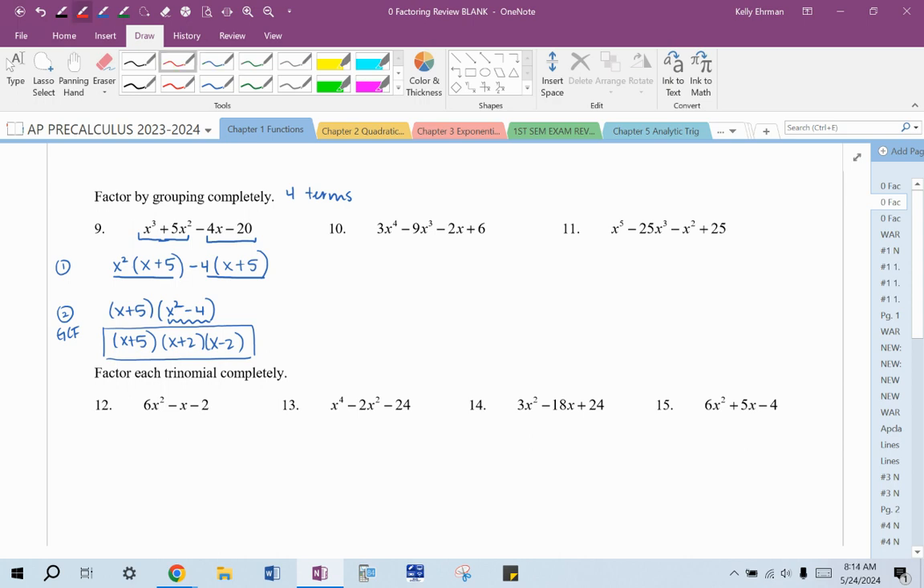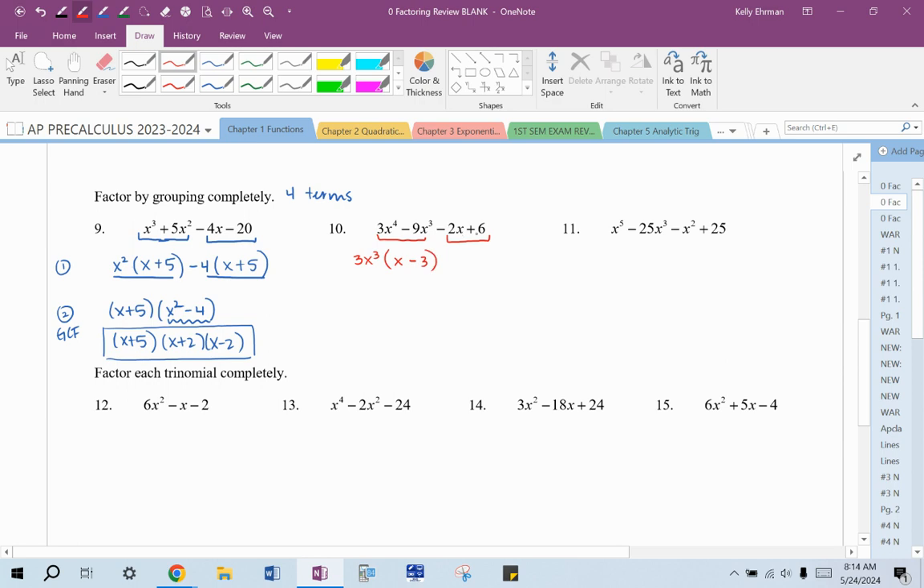Okay, next one. Again, I see 4 terms, so I'm going to start by looking at the first two, then the last two. What can I factor out of the first two? I can divide both 3 and 9 by 3, and x to the fourth and x cubed by x cubed. What would that leave me with? If I divide 3x to the fourth by 3x cubed, I'm just left with x. If I divide minus 9x cubed by 3x cubed, I'm just left with minus 3.